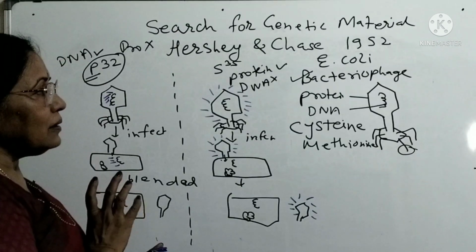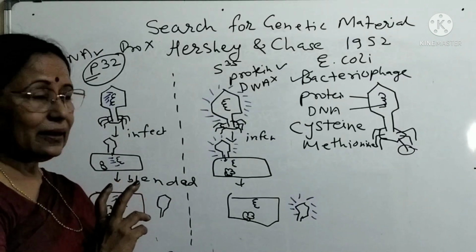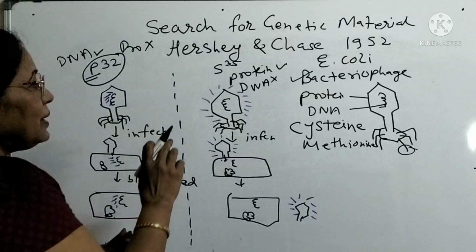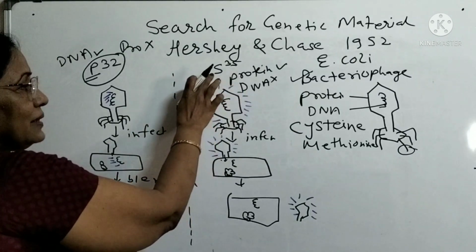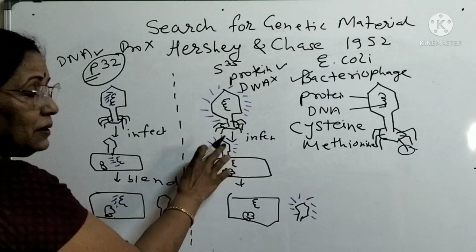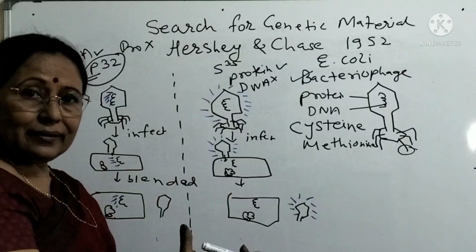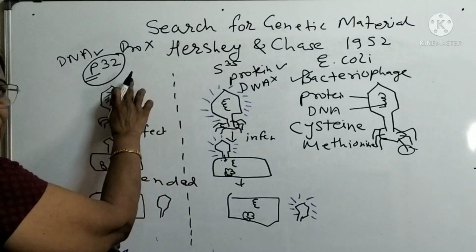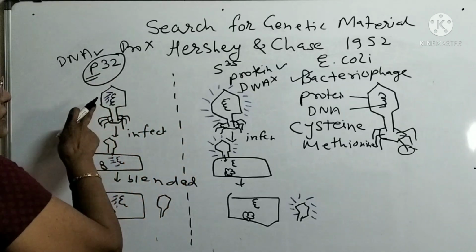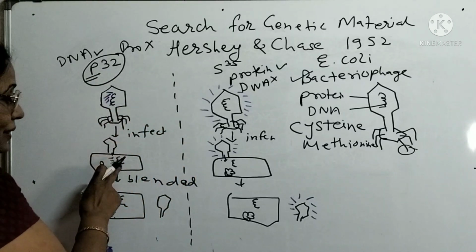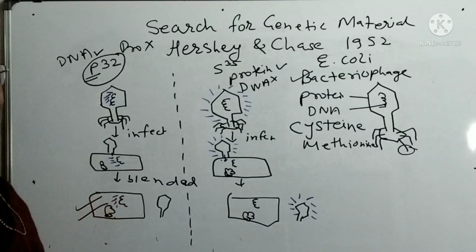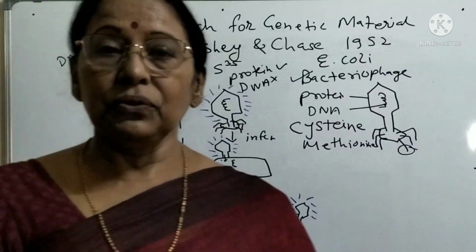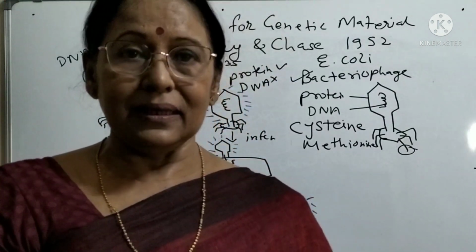Their whole planning was based on the fact that proteins do not have P and DNA does not have S. When the bacteriophage is grown in S, the protein becomes radioactive, but as the protein does not enter the bacteria, it remains outside, so protein is not the genetic material. When P32 is used, P is present in DNA, so the DNA becomes radioactive, it enters the bacteria, and radioactivity is found in the bacteria. So now conclusively it is proven that protein is not the genetic material, but DNA is the genetic material.